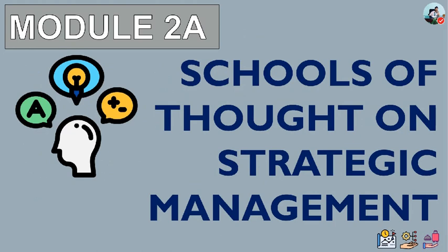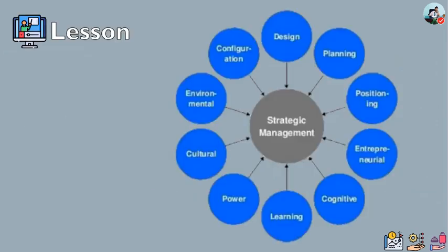For this module, we have a long discussion, so we have module 2A and we also have module 2B. So let's start. From a historical perspective, many schools of thought have emerged in the strategic management domain. According to Mintzberg and colleagues, in 1998, they described the domain as consisting of 10 schools of thought.